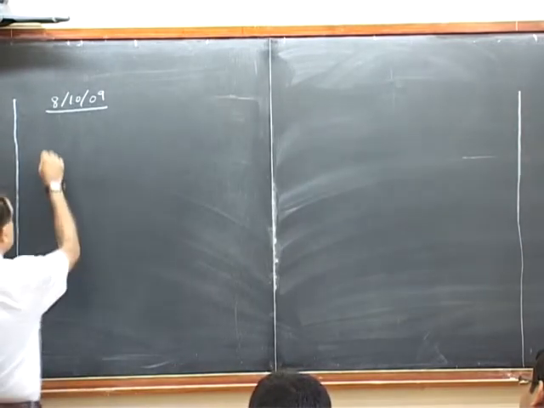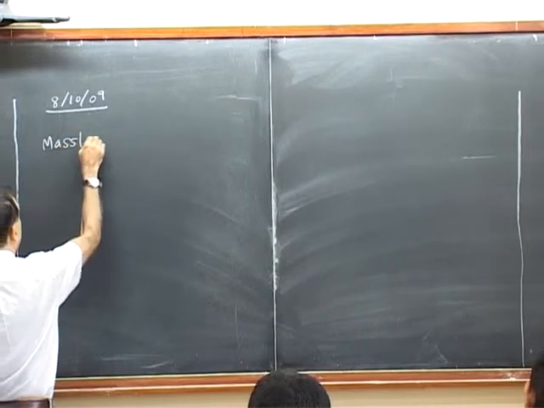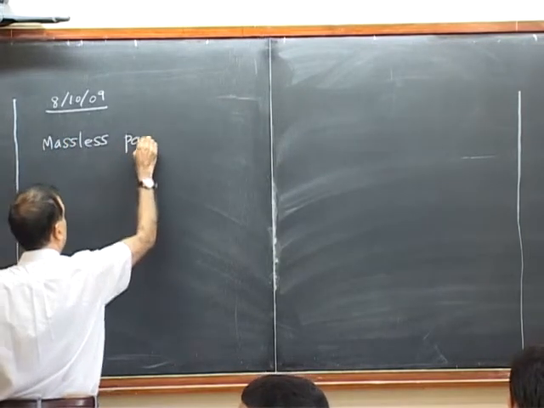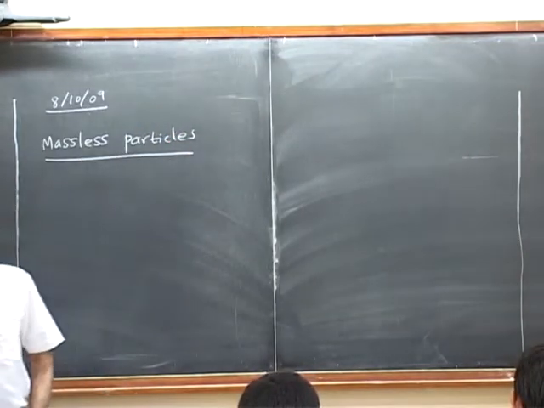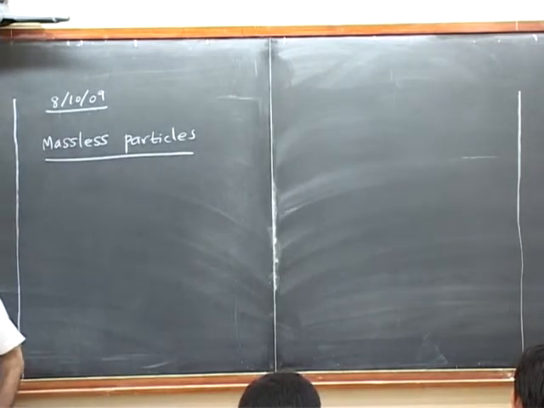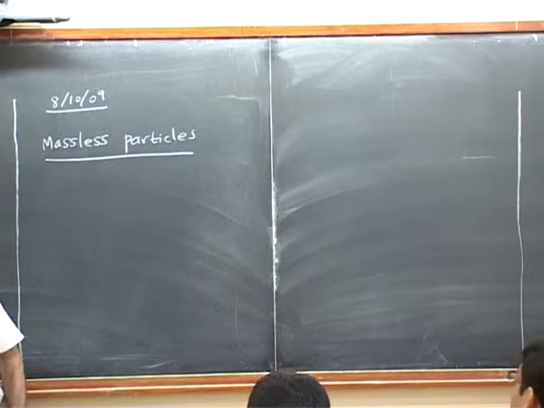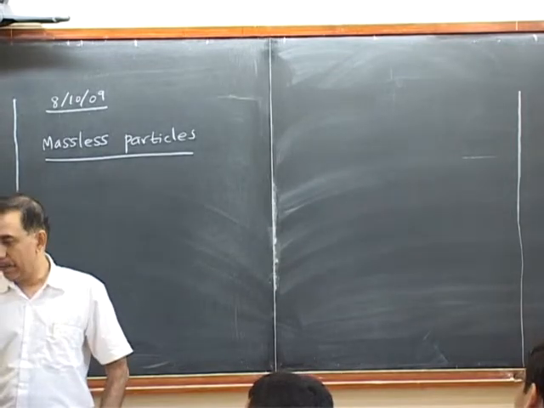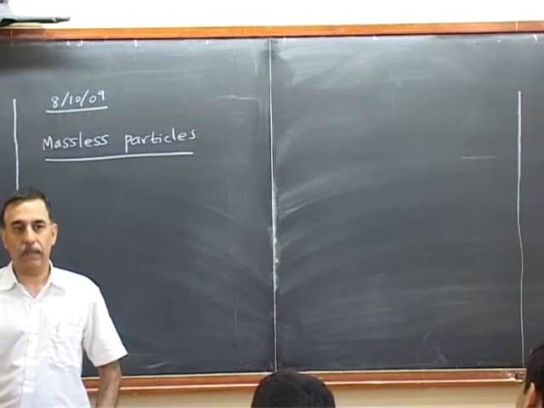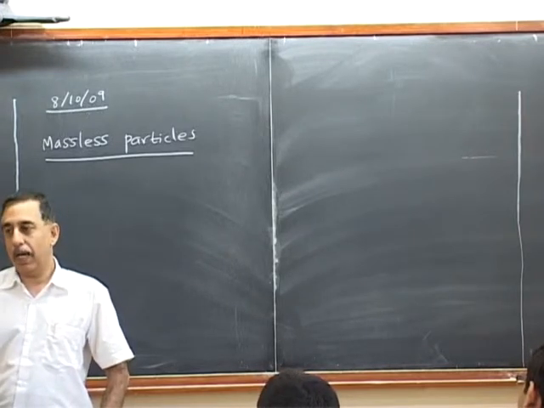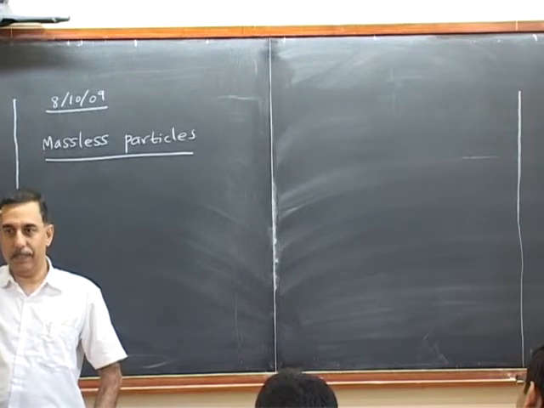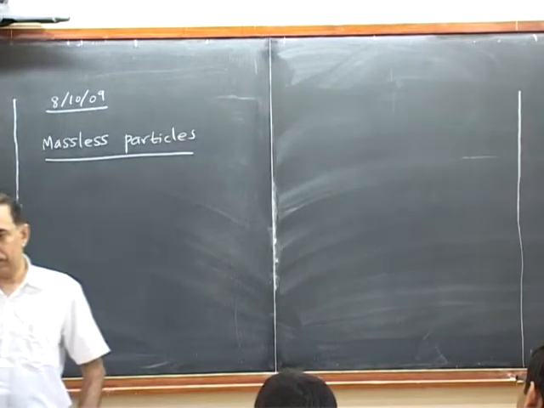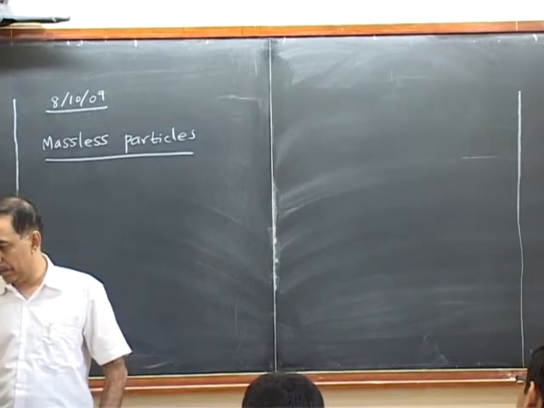So for a while I won't talk about any particular gravitational background, but just generalities of massless particles. Once we are done with that, we'll come back to the static spherically symmetric solution. The first thing we'll do then is to write down the equation for massless particles and find the bending of light, which is the obvious example of massless particles moving in the gravitational field.